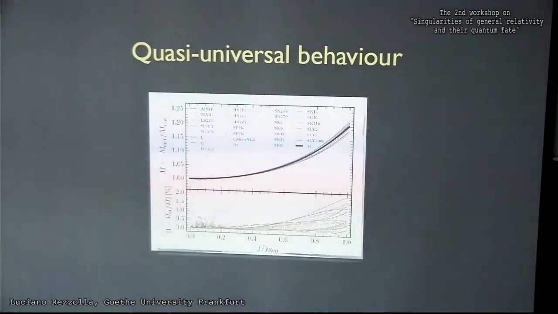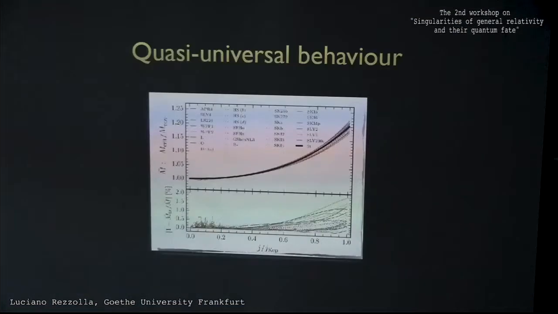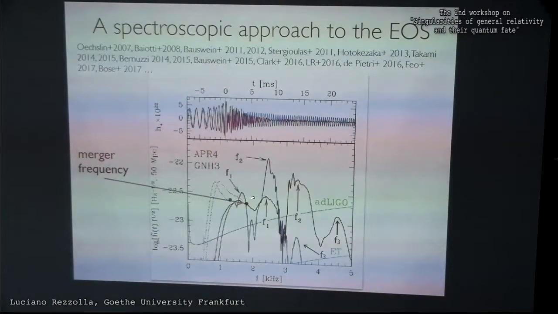And this is where quasi-universal relations come to help. So I should remark another thing. You see here the red circle has moved to higher frequencies. This is because the red equation of state is a softer equation of state. This means that the two stars are more compact, can get closer to each other, and so the inspiral will go on to higher frequencies.